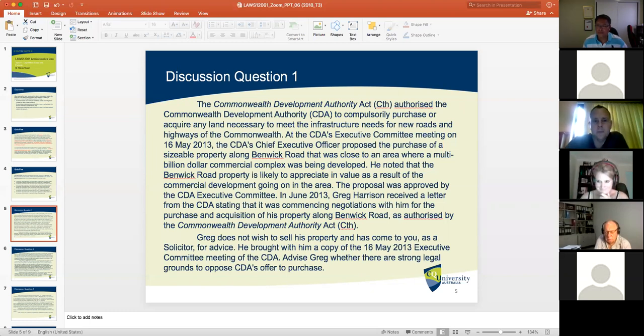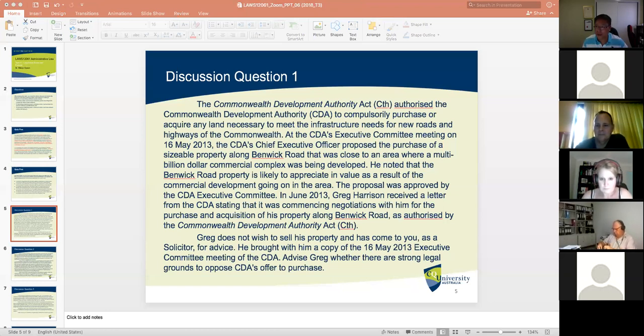Manjo, I'll give it a shot. From my understanding, even though the Commonwealth Development Authority Act authorises the compulsory purchase of land, it's intended for the purpose of new roads and highways and other infrastructure, not for conducting for-profit exercises. Since then they've used that compulsory acquisition power for something not authorised or intended by the Act. Very good. So that's correct.